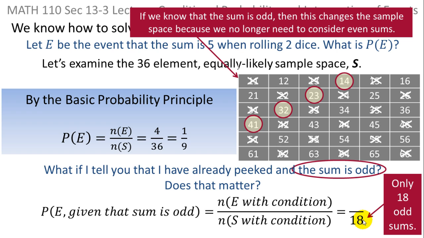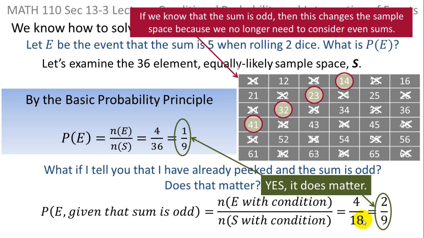Instead of 36, there are only 18 odd sums. And as I said, the numerator didn't change. There are still 4 that sum to 5. So the probability of getting a sum of 5 given that the sum is odd is 4/18, which reduces to 2/9. So the earlier question was, does it matter that I know that the sum is odd? And the answer is obviously yes, because the probability in general of getting a sum of 5 is 1/9. But if I know in advance that the sum is odd, the probability is actually doubled to 2/9.